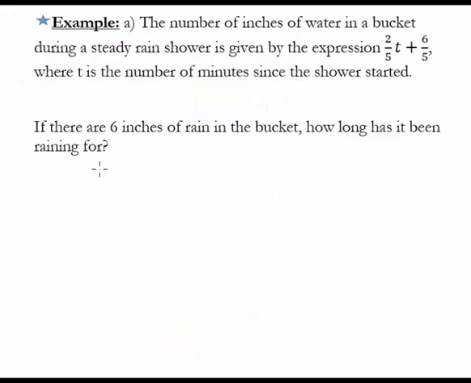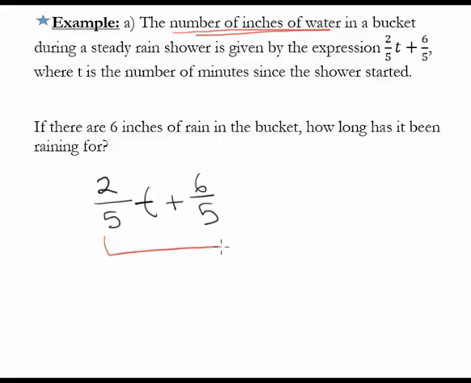Hi, scholars. We're going to do a couple examples where it can be useful to find a common denominator. So let's take a look at this example. The number of inches of water in a bucket during a steady rain shower is given by the expression 2/5 t plus 6/5. This whole expression is referring to a number of inches of water.